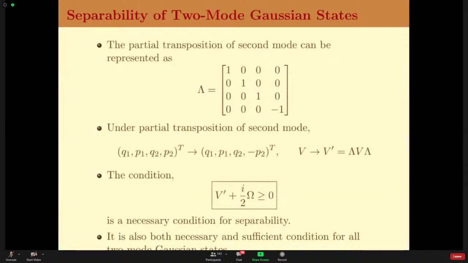So now if the state is a separable state, then this covariance matrix V prime must be positive, and it has to satisfy this condition. That is, V prime plus i/2 times omega must be greater than or equal to 0. That is, it has to be a positive semi-definite matrix if the state is separable. If the state is entangled, then under the partial transposition, this V prime won't be a valid covariance matrix. And since Gaussian states are described completely by the covariance matrix, that's why we use the covariance matrix here. This condition is a necessary condition for separability, and it was shown by Professor Simon that this condition is both a necessary and sufficient condition for all two-mode Gaussian states.